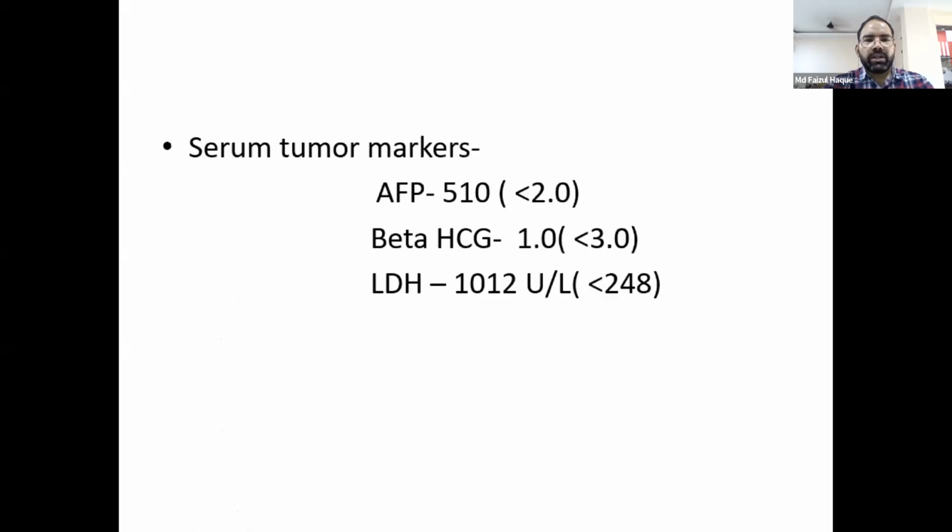Now come to the other investigations. Would you like to ask for serum tumor markers? Alpha fetoprotein is raised, beta HCG is normal, and LDH is raised. Now tell me what you are thinking now. Along with that, sir, in the history I will ask for the complete family history, because of the bilateral testicular swelling. One thing should be asked in the history: any family history, and whether the patient is married or not, sir. Okay.